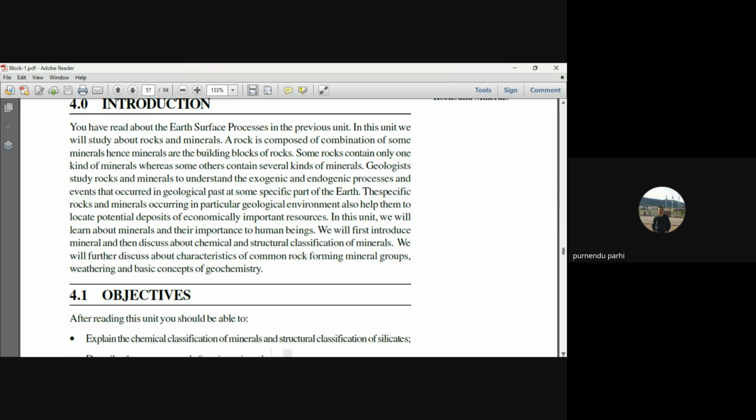Geologists should study rock and minerals to understand the exogenic and endogenic processes and events that occurred in the geological past at some specific part of the earth. The specific rock and minerals occurring in a particular geological environment also help them to locate potential deposits of economically important resources. In this unit, we will learn about minerals and their importance to human beings. We will first introduce minerals and then discuss the chemical and structural classification of minerals. We will further discuss the characteristics of common rock forming mineral groups, weathering and the basic concept of geochemistry.